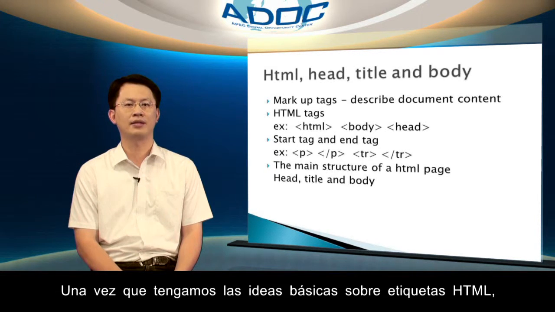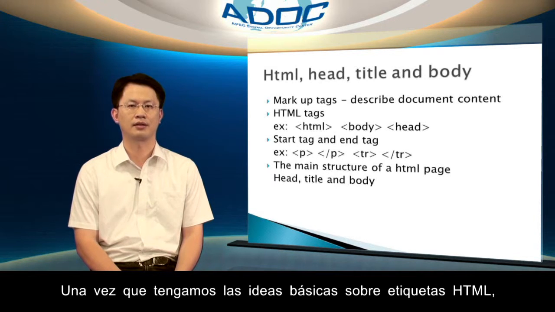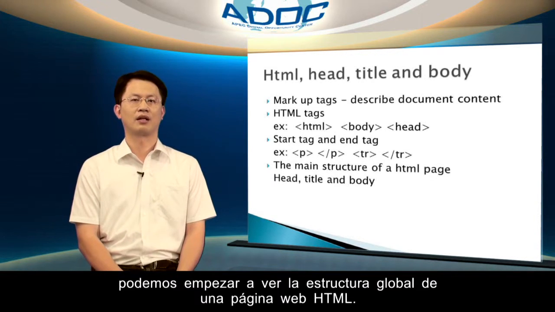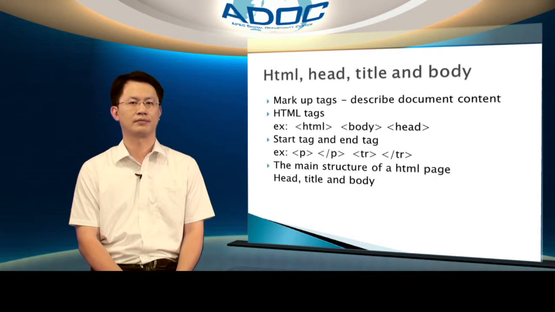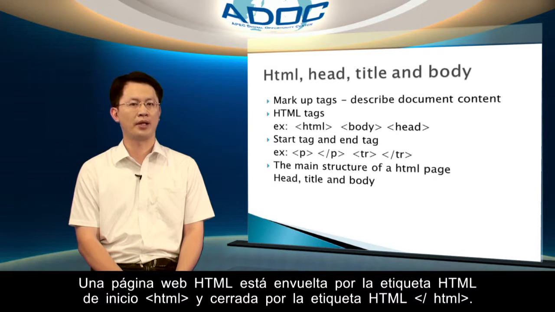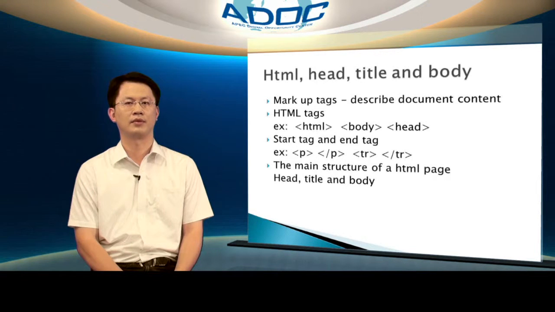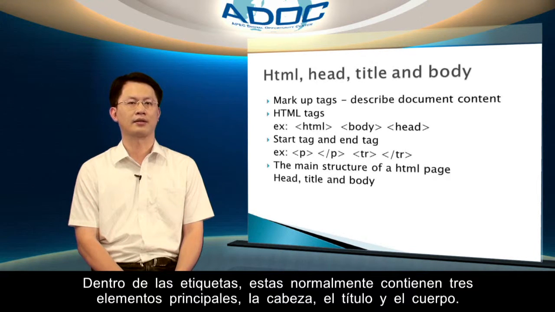Once we have the basic idea of HTML tags, we can start to look at the global structure of an HTML web page. An HTML web page is wrapped by the open HTML tag, <html>, and the close HTML tag, </html>. Inside the tags, it normally contains three main elements: head, title, and body.